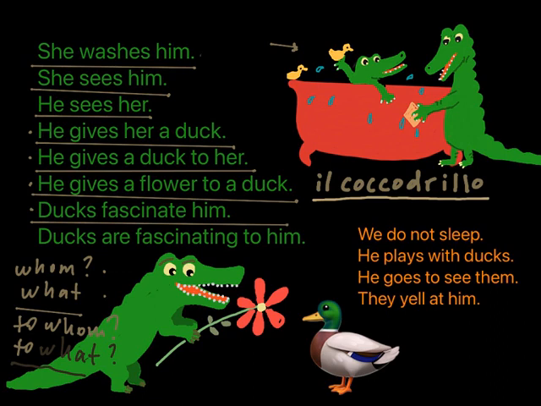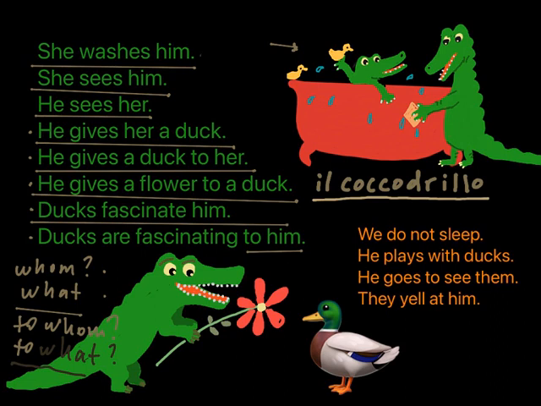The next one is slightly more tricky. Ducks are fascinating to him. To him doesn't answer the question whom, it answers the question to whom. Therefore, it is the indirect object. So ducks are fascinating to him transmits exactly the same idea, except to him is the indirect object and not the direct.